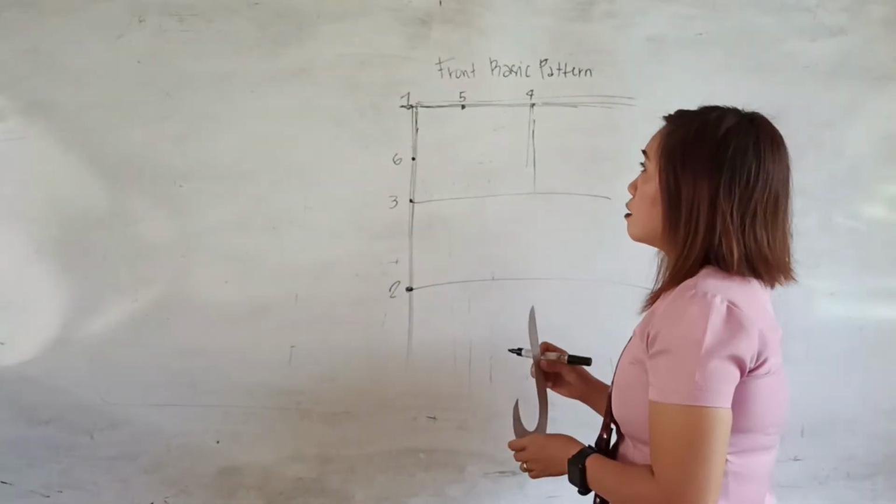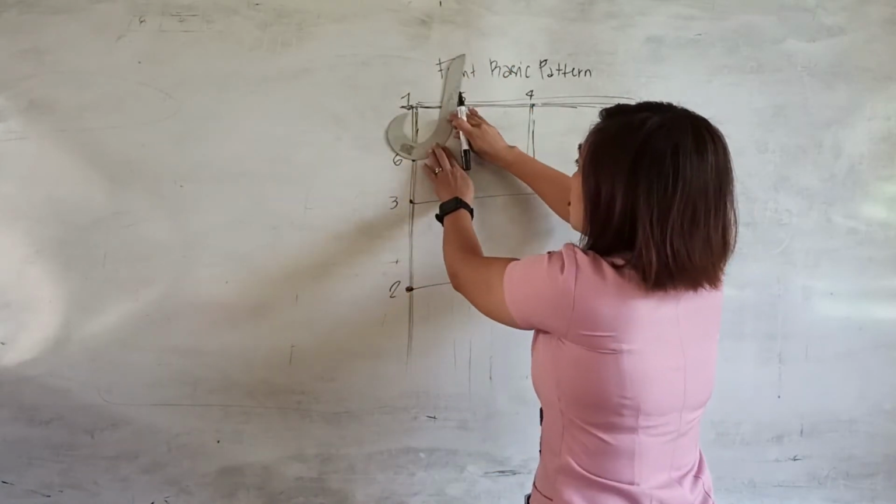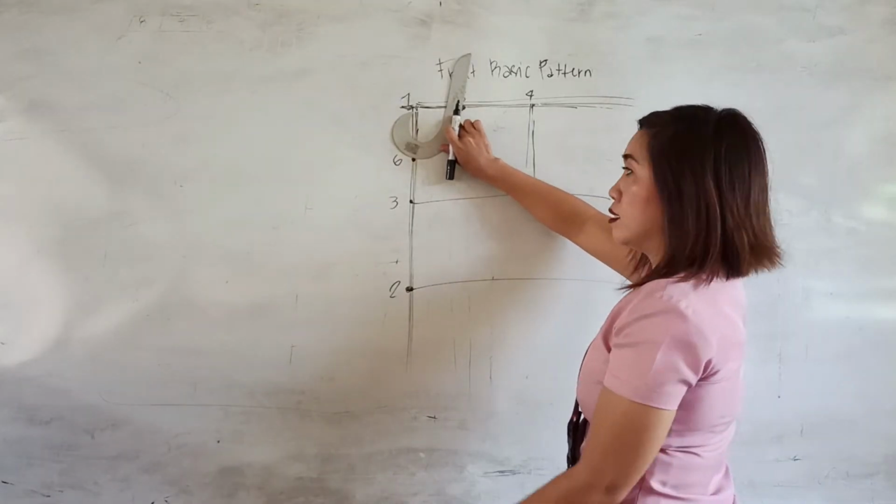Then connect points 5 and 6 using our French curve, placing our French curve like this.